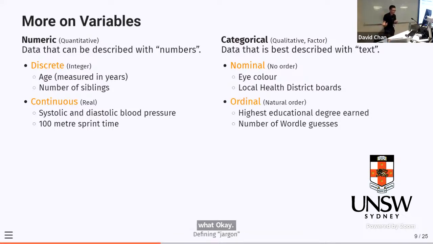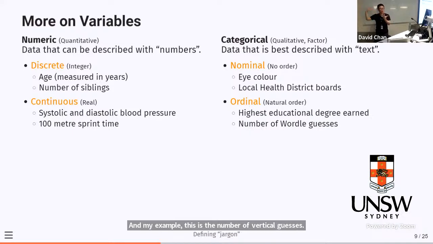Or they can be ordinal. And this is where the definition of numeric and categorical kind of bleed in. My example of this is the number of Wordle guesses, because you can beat Wordle in 1 guess up to 6, or you can lose.